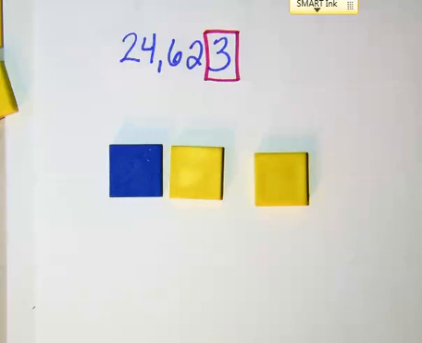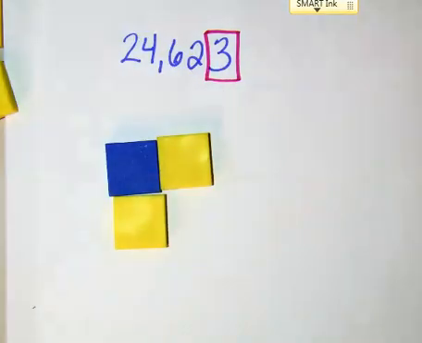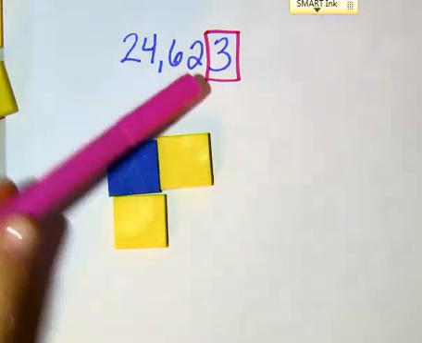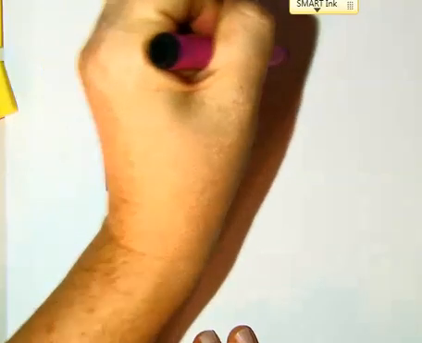There's my 3 blocks. Is 3 an even or an odd number? If you said odd, you're right. Why? Because one block doesn't have a match. So because the 3 is odd, that makes the whole number odd.